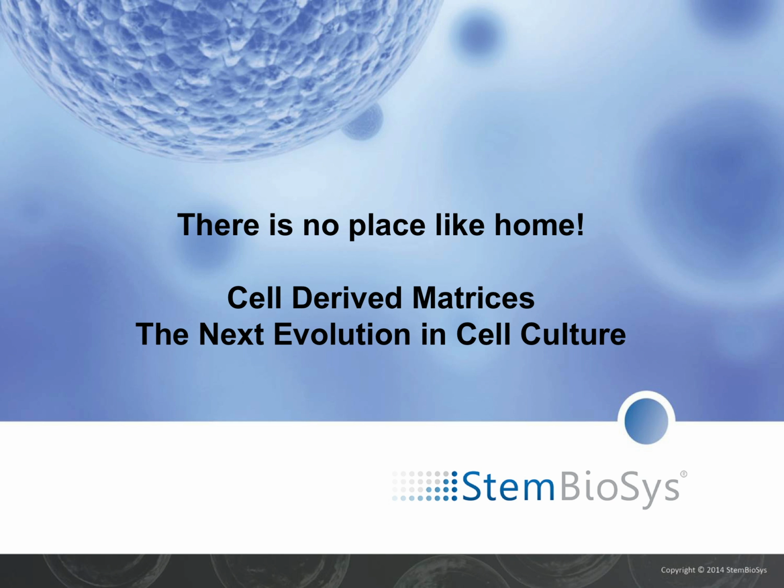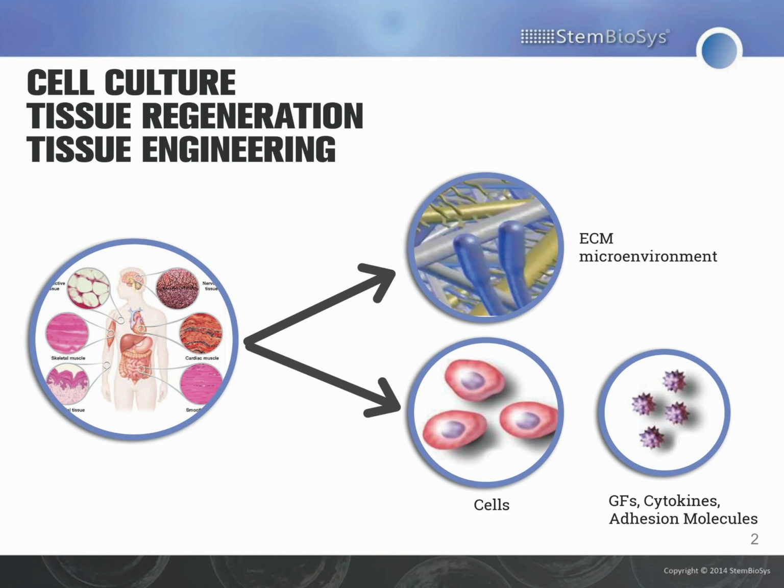So progressing to slide number 2, I want to start first by talking a little bit about cell culture, tissue regeneration, and tissue engineering, and primarily just to note that any tissue in the body is composed primarily of 3 different components: cells, cytokines, growth factors, adhesion molecules, and the extracellular matrix. So those are the 3 primary components for any type of tissue.